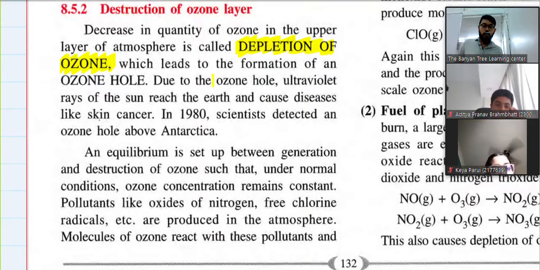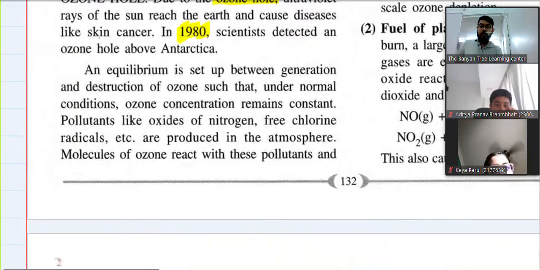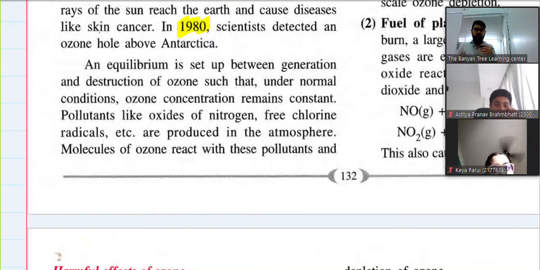This depletion of ozone leads to the formation of an ozone hole. Due to this ozone hole, UV rays from the sun reach the earth and cause diseases like skin cancer. In the 1980s, scientists detected an ozone hole above Antarctica. An equilibrium is set up between the generation and destruction of ozone such that under normal conditions, ozone concentration remains constant. How much is destroyed, that same amount is regenerated.